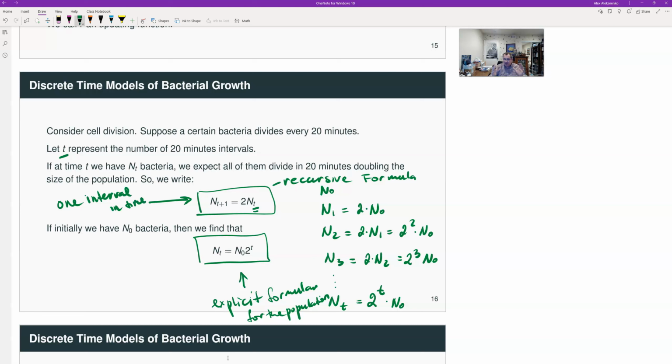And that was very important because that is our mathematical model. That model predicted the following dynamics. And then we look at that dynamics and we were able to come up with the explicit formula. But that explicit formula would not happen without the recursive sequence, the recursive relationship in the first place.